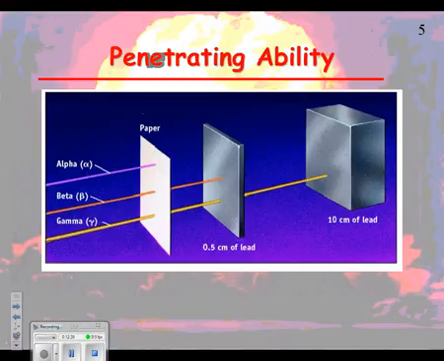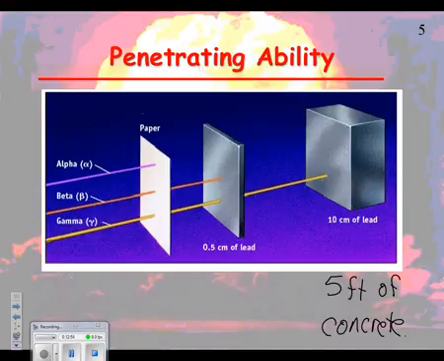Okay, so when you go to the dentist's office and they put that apron on you, they're putting it on you to stop beta particles. Gamma particles, you need 20 of those aprons to stop, or 5 feet of concrete, and you'll need to know that. So that's 10 centimeters of lead, which is basically 20 of those aprons, or 5 feet of concrete.